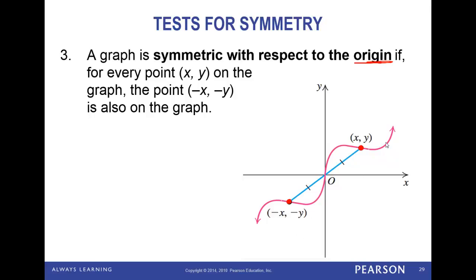And really it is to say this here. If I have a coordinate over here, and I know that I have symmetry about the origin, I'm also going to have a coordinate over here with this graph. It always has to happen.